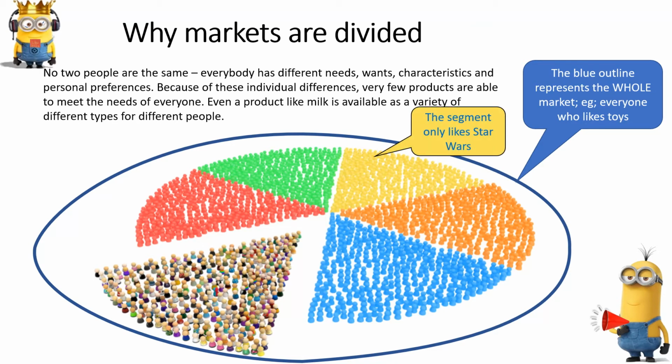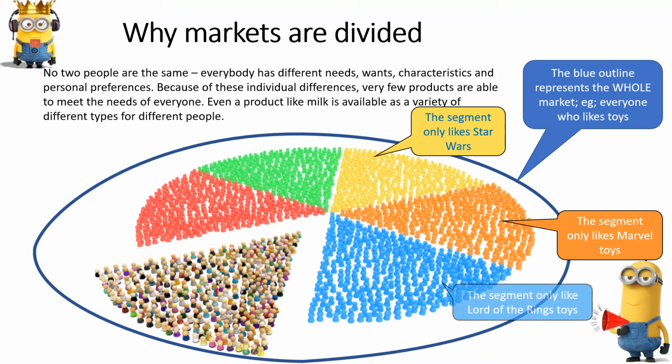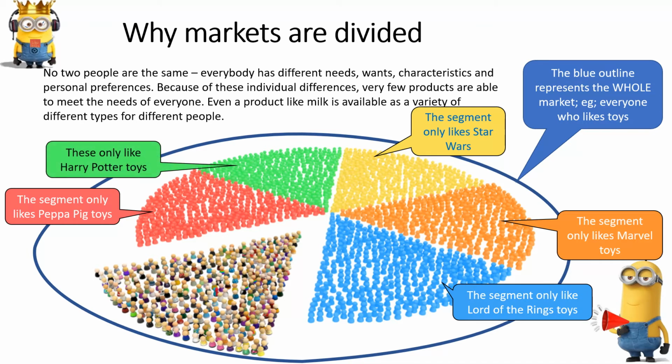Let's break this market down into its simplest form. So let's say everybody on the yellow segment, they're everyone who has personal preferences of liking Star Wars. And the orange segment represents everyone who likes Marvel. The blue segment is about all those customers who like Lord of the Rings toys. The red segment represents all those who like Peppa Pig toys. Yes, that exists. And the green segment represents only those who like Harry Potter toys.